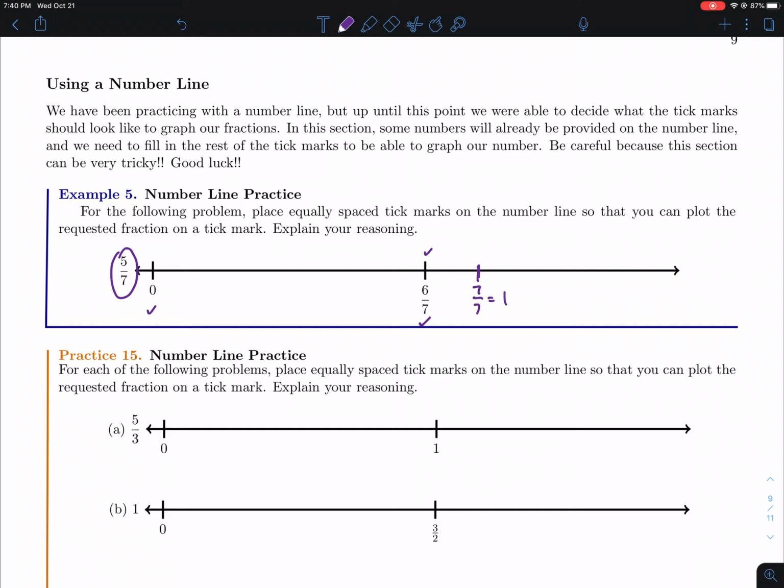So if you didn't want to put the 1 down, you just need to use the top number to tell you how many more tick marks you need between the 0 and the 6/7. So the idea is I need to have a spot for 1/7, 2/7, 3/7, 4/7, and 5/7. So I've got to somehow get those in between my 0 and 6/7. So in this case, I need 1, 2, 3, 4, 5. I need 5 tick marks between 0 and 6/7 is the way you want to think about this problem.